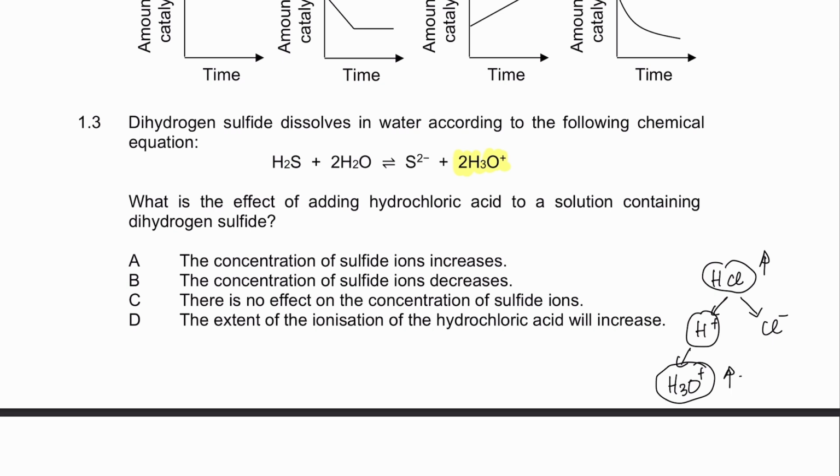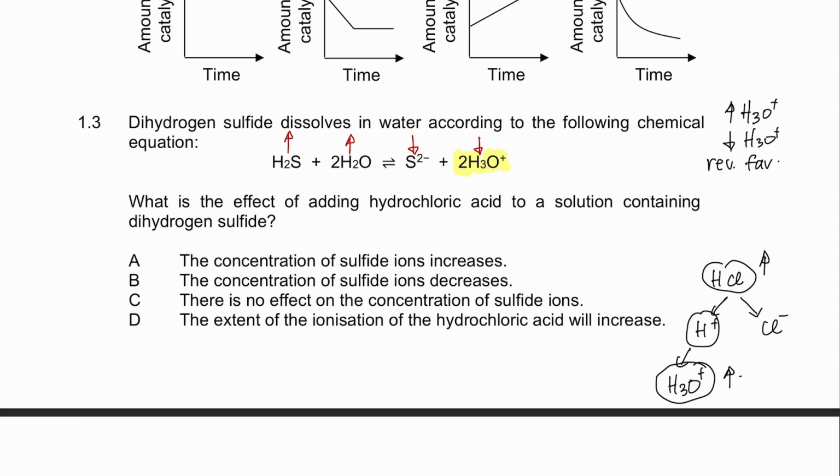Let's use Le Chatelier's principle to figure out what's going to happen. If you increase the amount of H3O plus, the system will want to decrease the amount of H3O plus. The reverse reaction is favored. And if the reverse reaction is favored, H2S will increase, H2O will increase, S2 minus will decrease, and H3O plus will decrease. The question is asking what effect will this have?